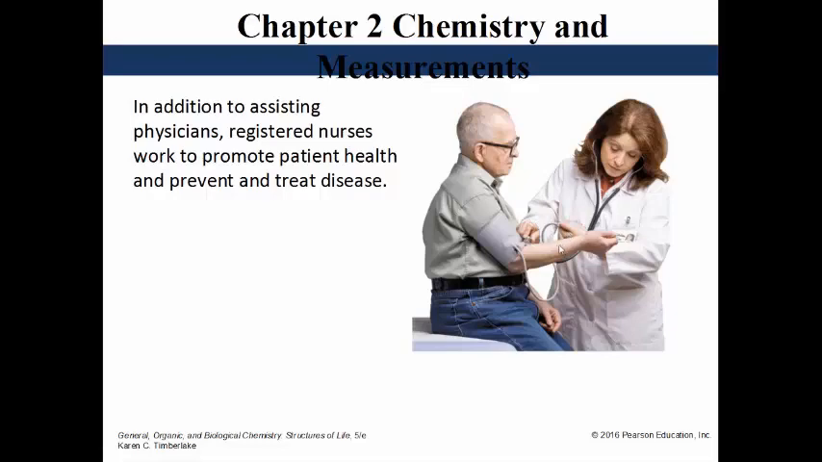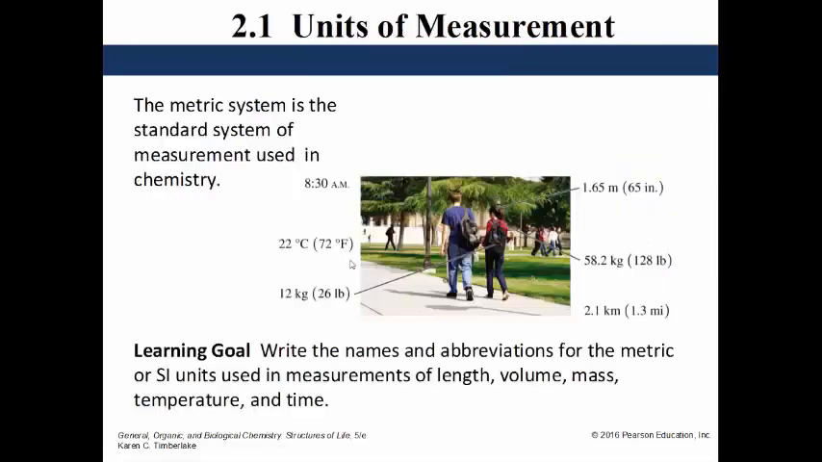So, as you can see here, she's checking this man's blood pressure. I will begin with basic units of measurement. Now, in a great majority of the world, the metric system is the standard system used for measurements, mostly because it's far easier than what we use here in the United States, the English system. We're one of only a few countries in the world that still use the English system. But the metric system is based on powers of 10. So it's much easier to convert one unit to another because they're all based on multiples of 10.